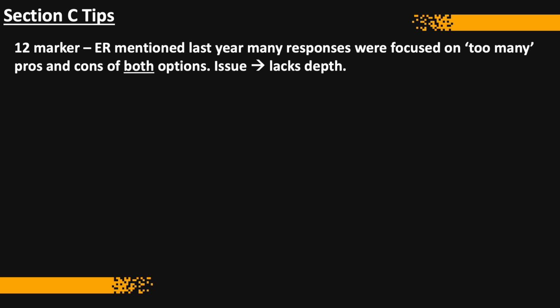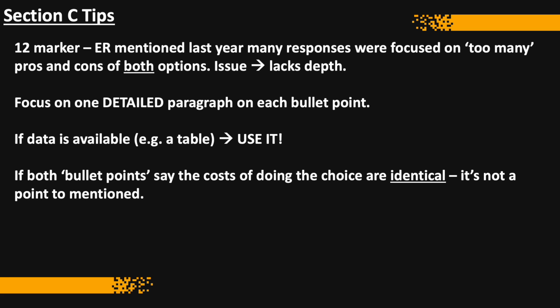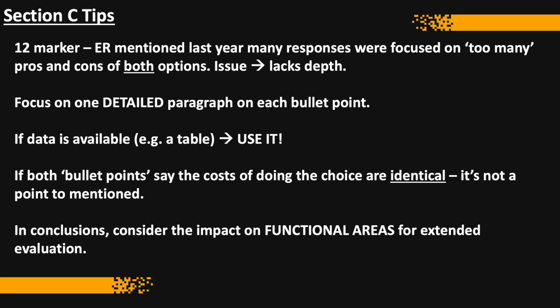Further Section C tips, so 12 markers. The examiner report mentioned last year many responses were focused on too many pros and cons of both points. So the issue here is it lacks depth, so try and have your focus on 1 detailed paragraph on each of the bullet points. If there's data available in a table, use it. If both bullet points say the costs of doing the choice are identical, that's not a point, so beware of that old trick. In your conclusions, consider the impact on functional areas.